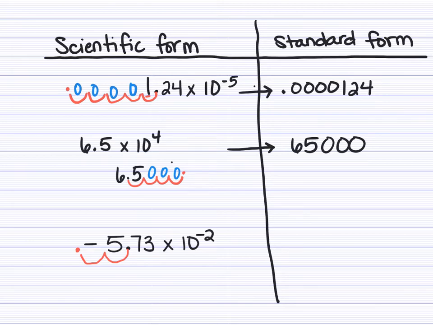So again, I'm going to fill in the egg basket. Don't forget about that negative sign. I know I wrote over it. So let's write this in standard form. I have negative, decimal, that blue 0, the 5, the 7, and the 3, and the multiplication sign, the 10, the -2, all goes away when I put it in standard form.